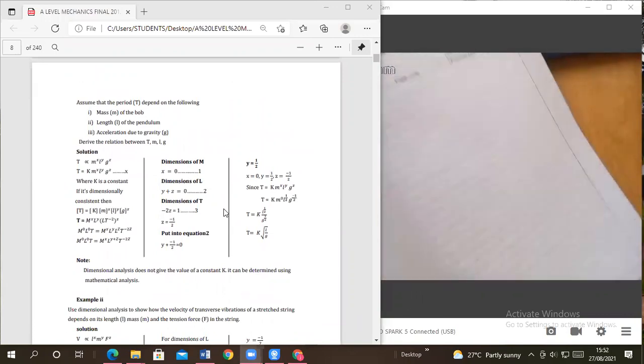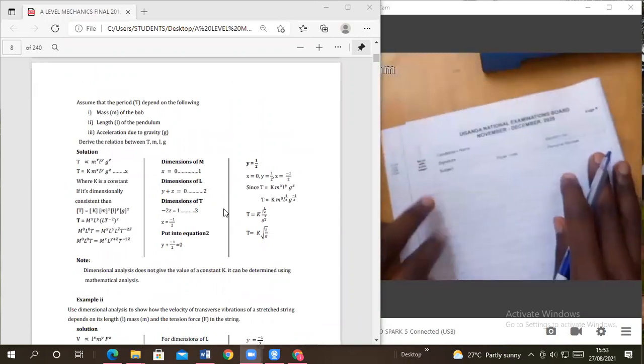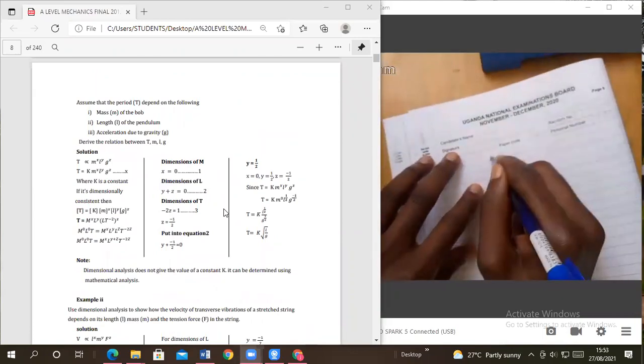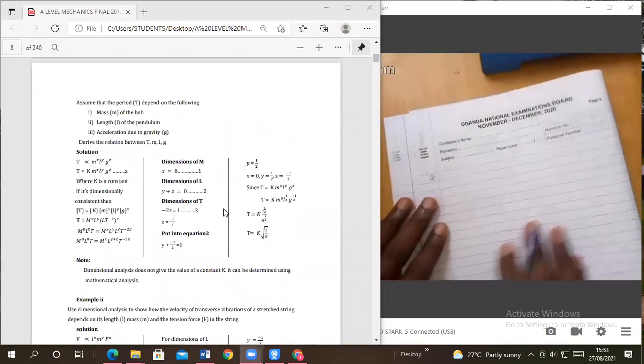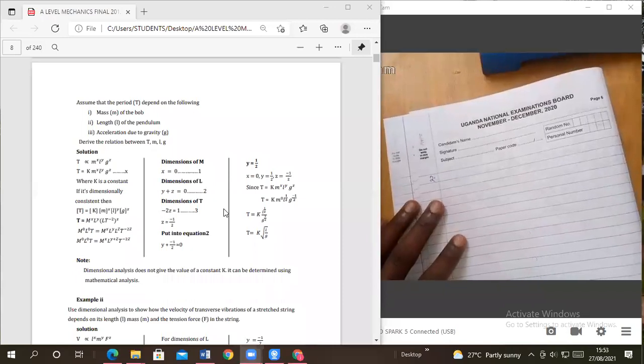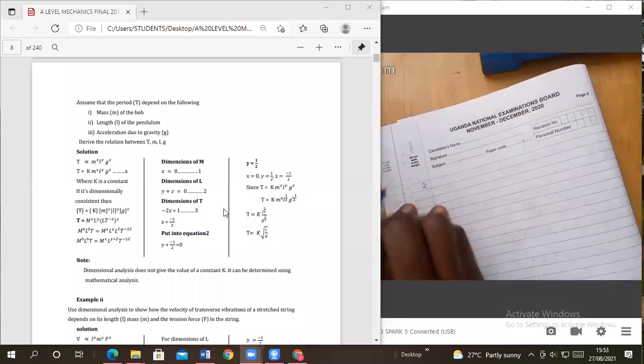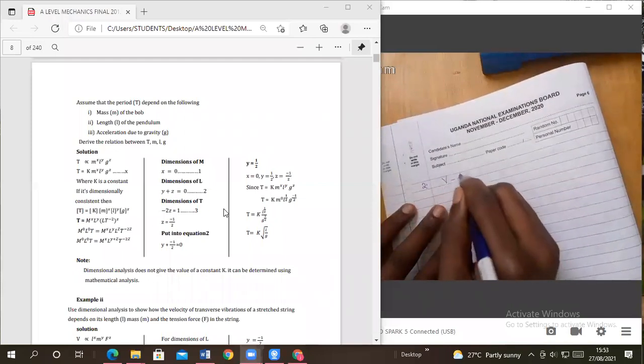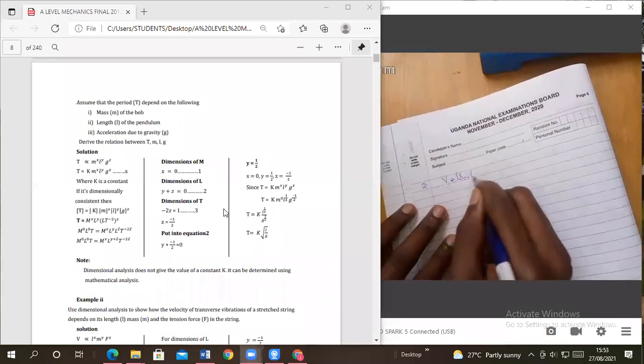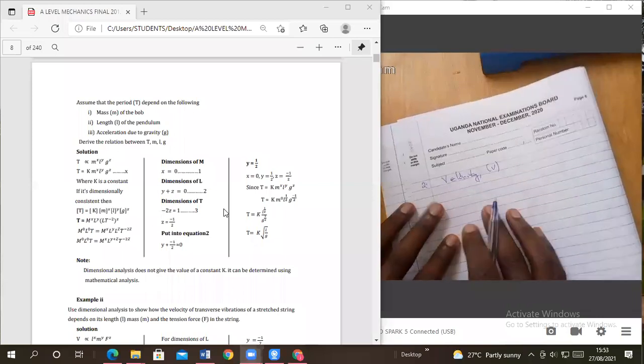Number 2 is there. Question number 2 says use dimensional analysis to show how the velocity of a transverse vibration of a stressed string depends on it. So one of the quantities that we have is velocity, V.